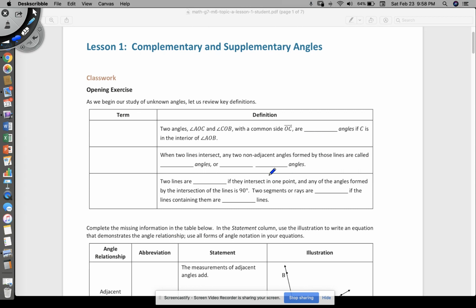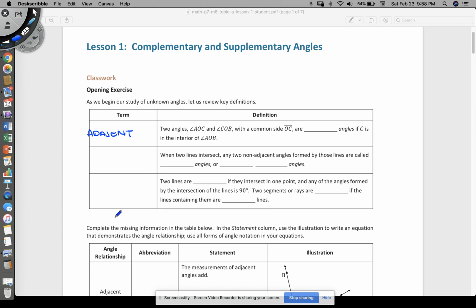So if you have two angles, angle AOC and angle COB, with a common side being OC, are blank angles if C is an interior of AOB. And those are going to be called adjacent. Adjacent angles.